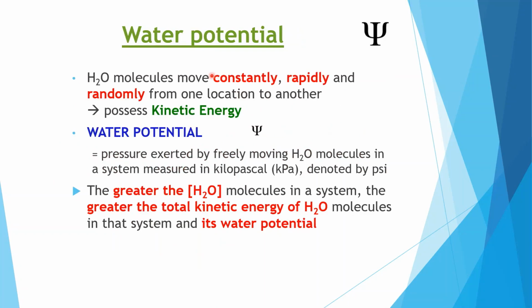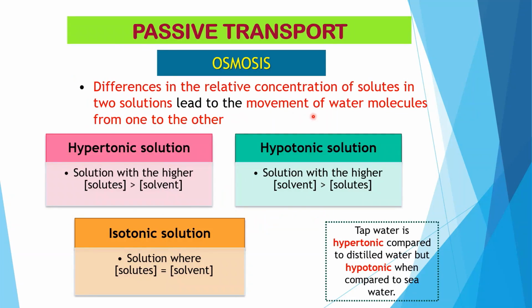Water potential means the pressure exerted by freely moving water molecules in a system, measured in kilopascals. If there is a high water concentration, there is a high water potential, so the greater the total kinetic energy of water molecules in that system. Movement of water molecules through osmosis is actually due to differences in the concentration of solutes in two solutions.